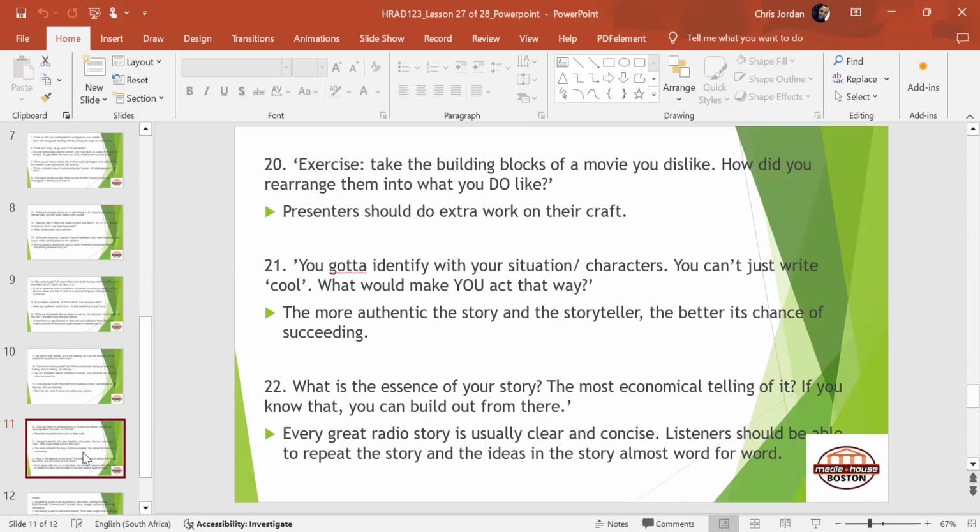Number 21, you've got to identify with your situation and characters. So you can't just write cool. What would make you act that way? Right. So just in terms of the writing, we're talking about putting your story together. Don't just say cool. That's kind of a throwaway statement as well. It's a very broad statement. It's a word with many different meanings and many different contexts.